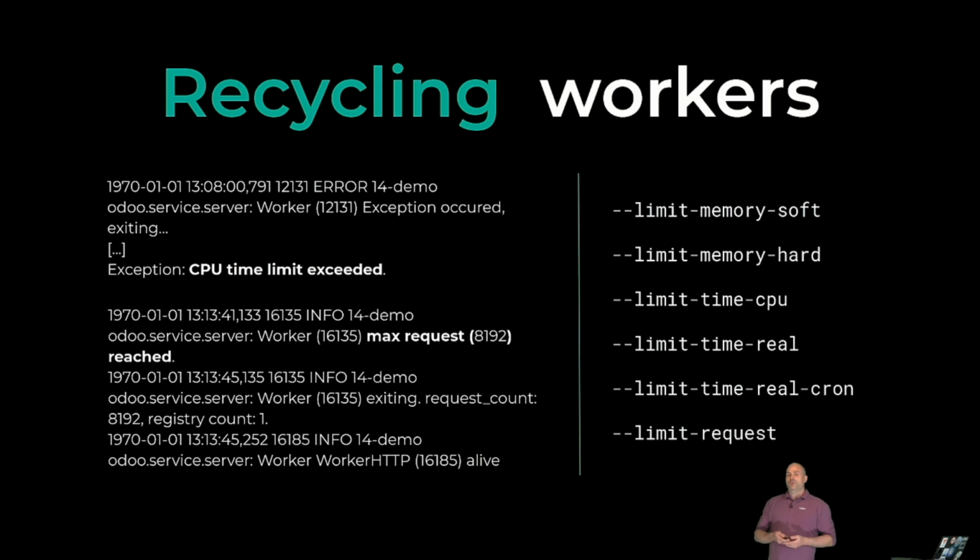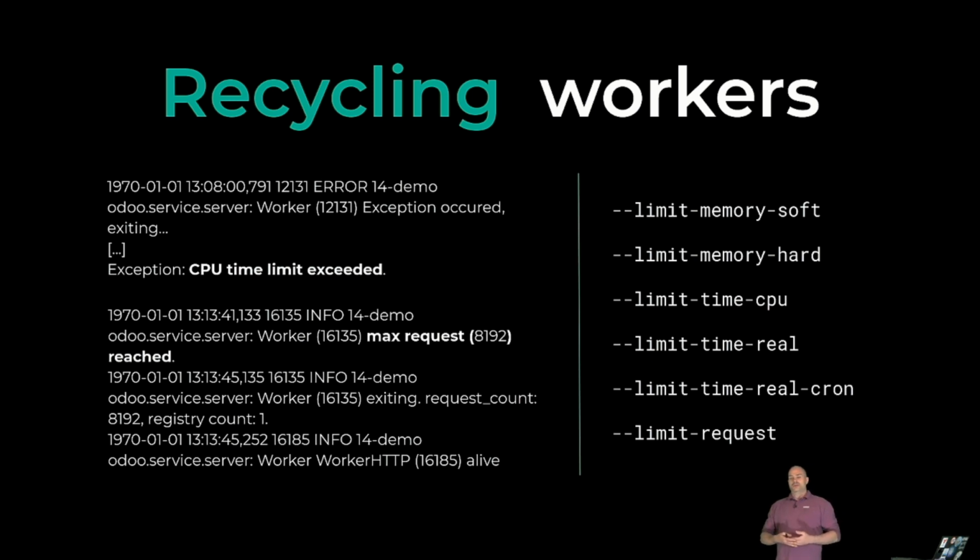There are multiple limits for those recyclings. The limit memory, soft and hard, controls the memory consumption. The main difference is when Odoo reaches the memory soft limit, it handles the request up to the end and then is recycled. When Odoo reaches the hard limit, the worker is killed, doesn't send an HTTP response, and is recycled. You have the limit time CPU and real to control the CPU limit.